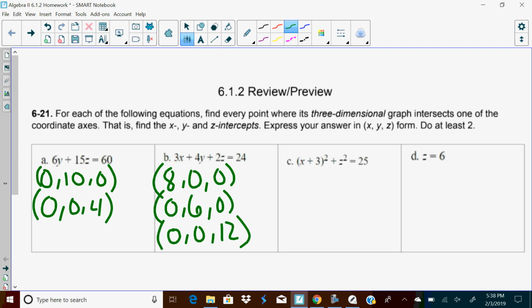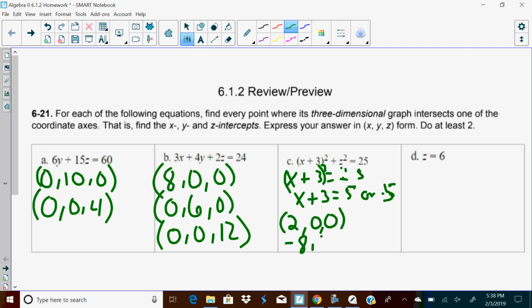For c, when you plug in 0 for z, you're going to get (x plus 3) squared equals 25. So when you square root, you're going to get x plus 3 equals 5 or negative 5. So that means that x would equal 2 or negative 2. I'm sorry, 2 or negative 8. So the intercepts would be 2, 0, 0 and negative 8, 0, 0.